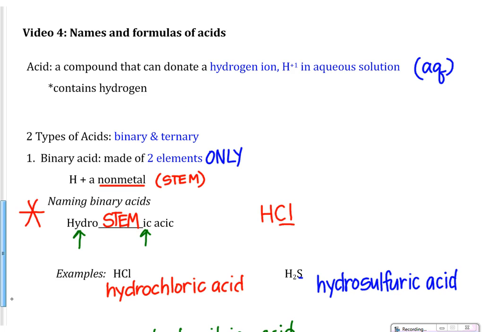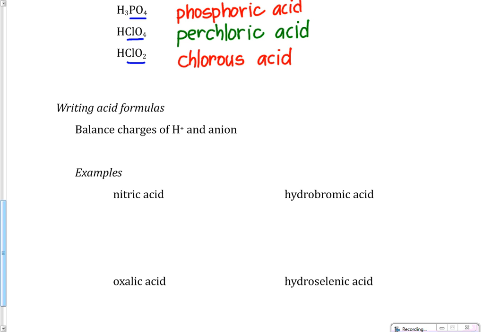Now, if we want you to do this backwards and write the formulas, just know that you always are going to have an H plus, and H is always a +1. And then whatever the anion or -1 is, we'll have to just balance the charges. So let's look at this. Example is nitric acid.